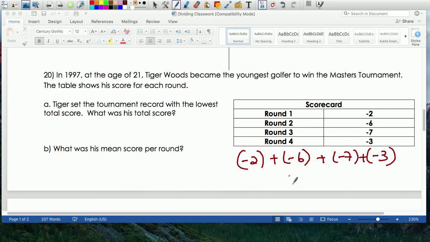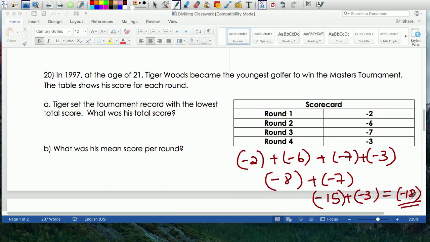Negative 2 and negative 6, no 0 pairs, right? So I can just become negative 8. I'm going to add to that to negative 7. Again, I can't make 0 pairs, and negative 8 plus negative 7 is negative 15. And finally, I added to the last group of negative 3. I put it in parentheses. And negative 15 plus negative 3, again, no 0 pairs. It's just going to be a bigger bunch of negatives, and I get negative 18. So that was his score at the end.